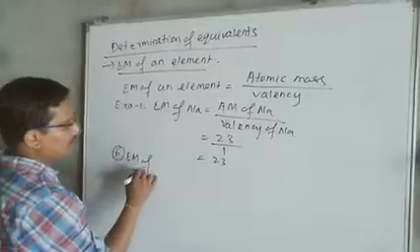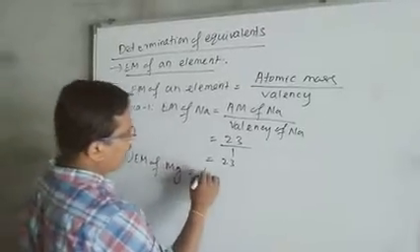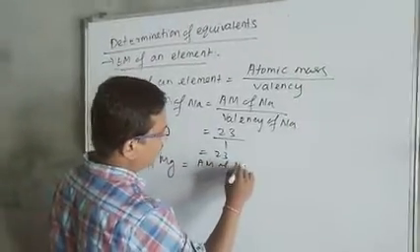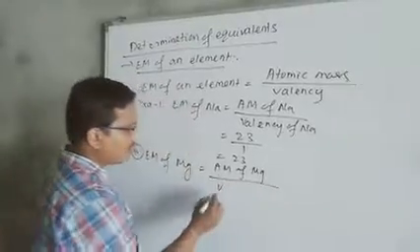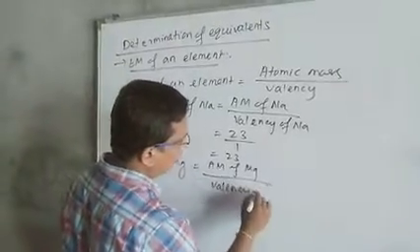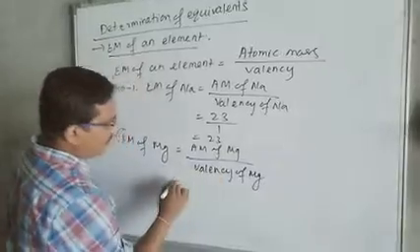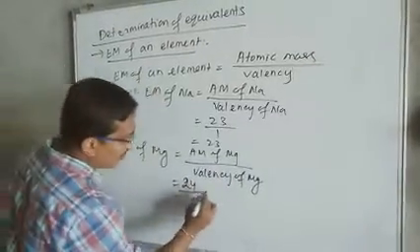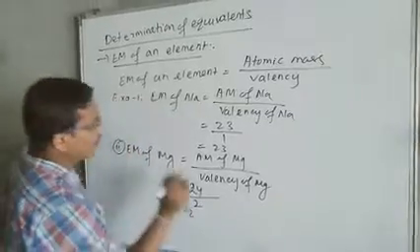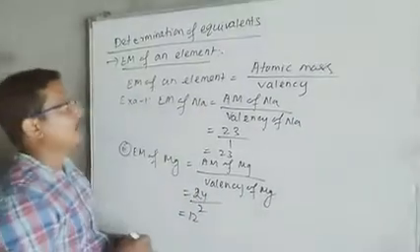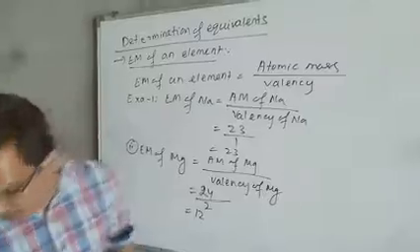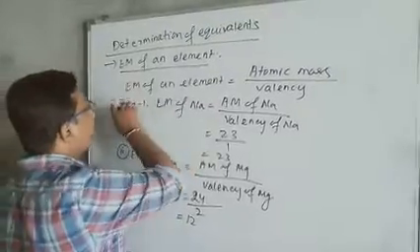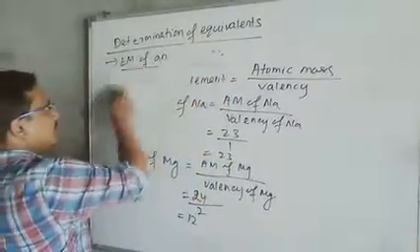Take example number 2: equivalent mass of magnesium. Atomic mass of magnesium divided by valency of magnesium. We know that the atomic mass of magnesium is 24 and valency of magnesium is 2. That is 12. In this way, we can find out the equivalent mass of an element. Similarly, how can you find the equivalent mass of an acid?